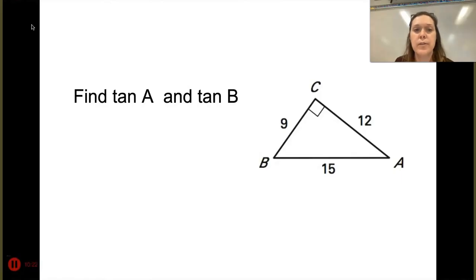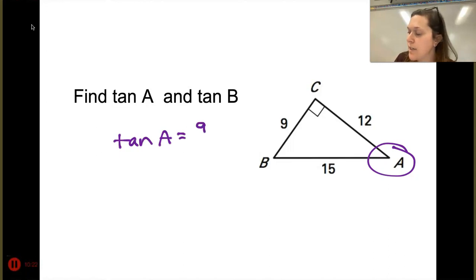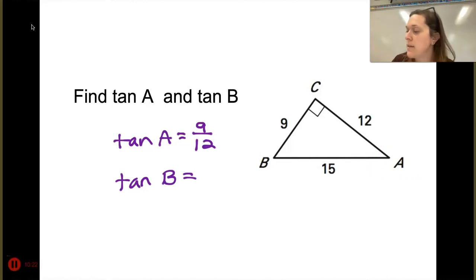For this one, if I want to do the tangent of A, there's my A. Opposite of A is 9. Adjacent to A is 12. If I change my reference angle to B, now opposite of B is the 12, and the adjacent is 9.